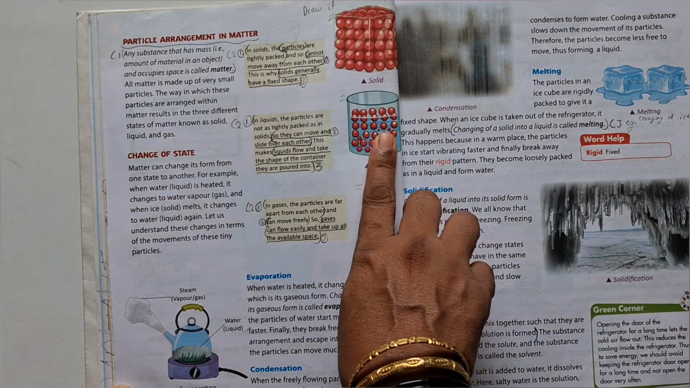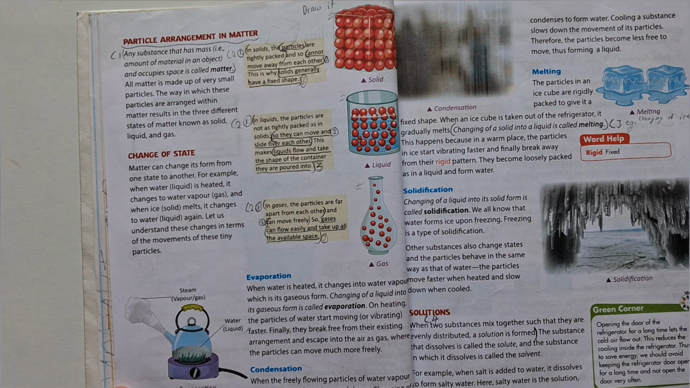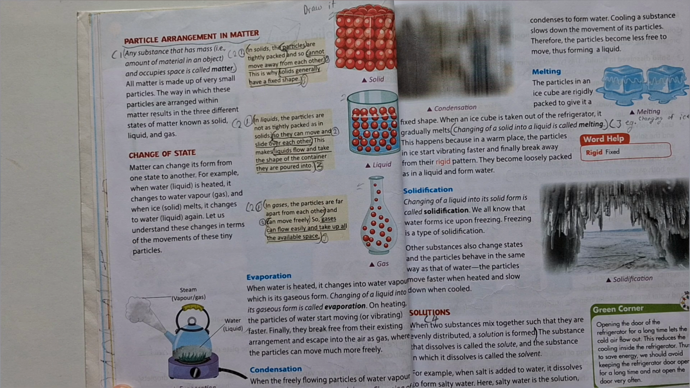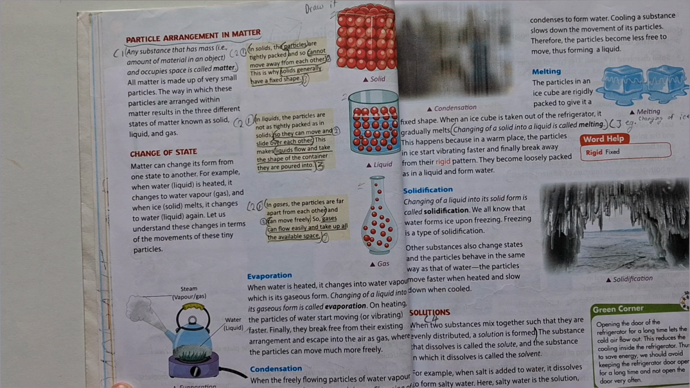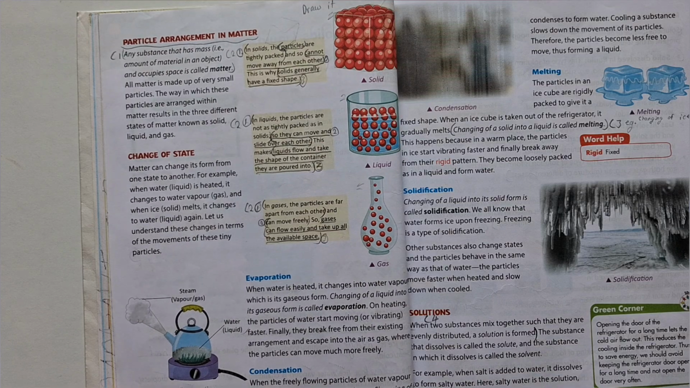And in a liquid, there is a gap. In a liquid, the particles are not as tightly packed as in a solid, so they can move and slide over each other. This makes liquids flow and take the shape of the container they are poured into. If we pour it into a glass, it takes the glass shape. If we pour it into a square pot, the liquid takes a square shape.